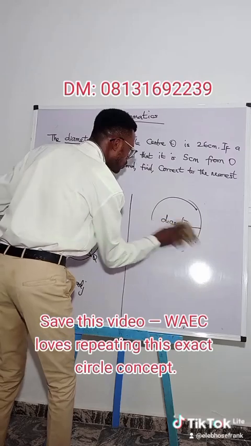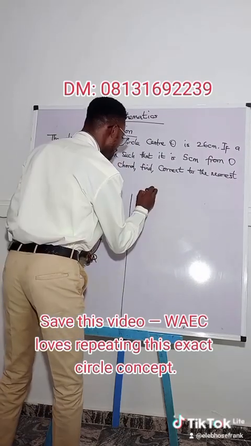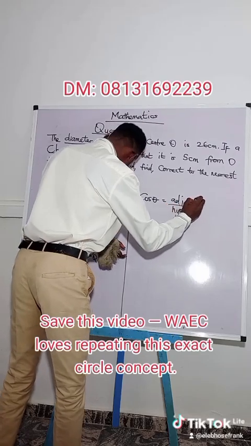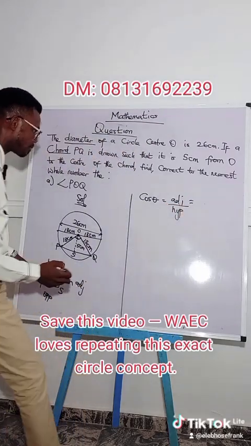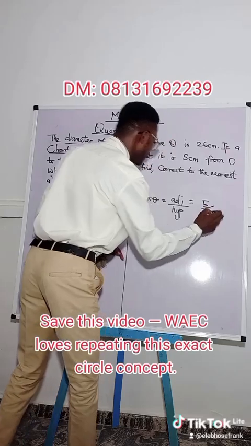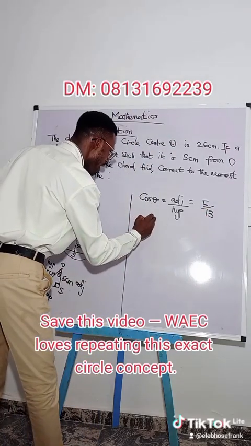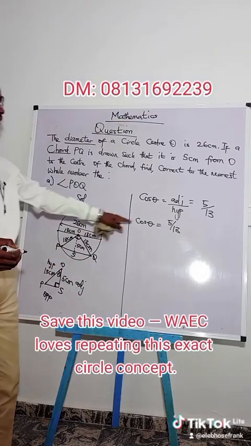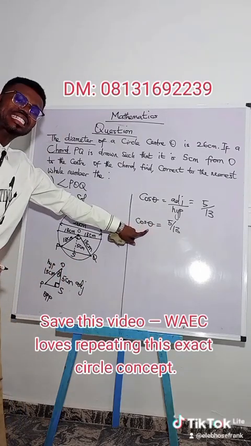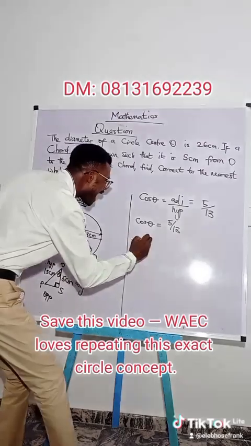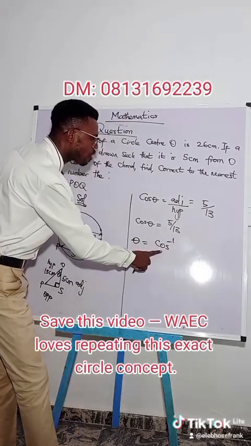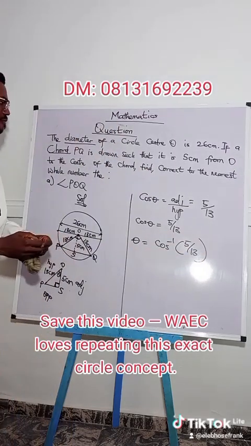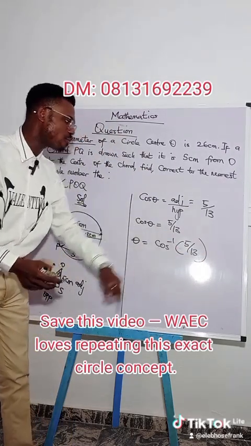So it therefore means that cos theta is equal to what? Adjacent over hypotenuse. And that gives me what? What is my adjacent? 5. What is my hypotenuse? 13. 5 over 13. So I have cos theta equals 5 over 13. Now, if cos theta is 5 over 13, I'm looking for theta. So theta becomes the arc cos of 5 over 13, or the inverse of cos 5 over 13.